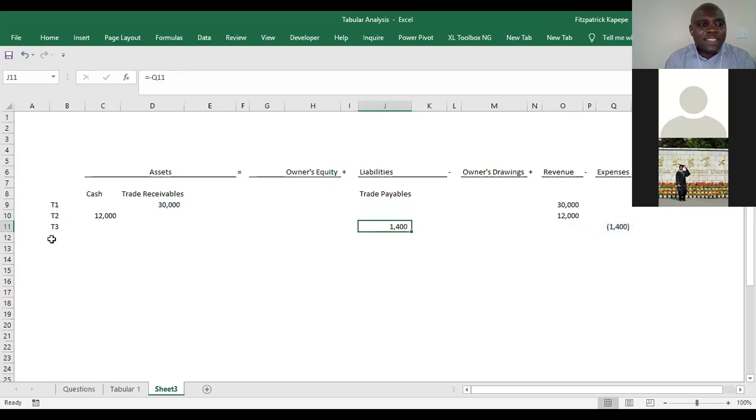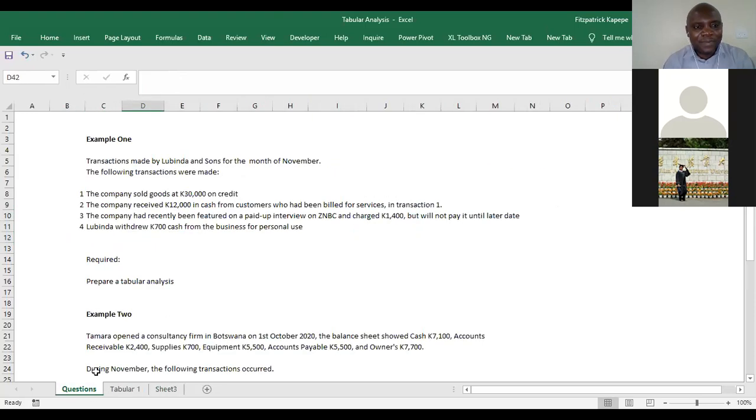Okay. Then T4, transaction 4. So transaction 4, guys, it says Luvinda withdrew 700 cash from the business for personal use. Drawings are not an expense, because when you started a business, you contributed, you gave that business whatever amount of money in terms of equity. So when you try to get part of that money, it is not an expense. You're just reducing your equity.